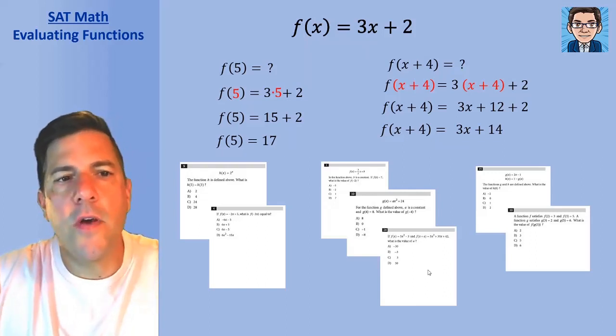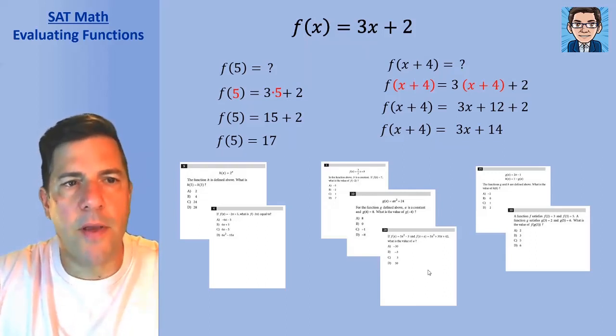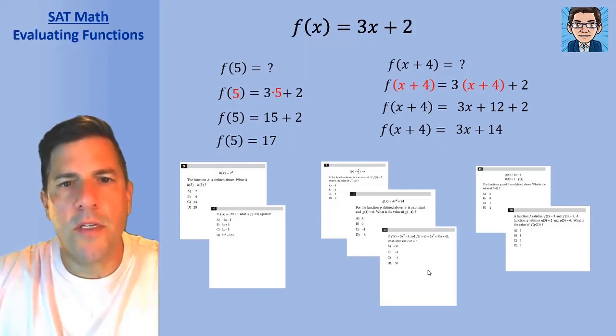Hi! In this video we're going to take a look at the SAT math topic of evaluating functions. So we're going to go over real quickly function notation and a couple examples of evaluating a function, and then I've got 7 problems picked out from the College Board practice SATs that we're going to go over. So let's take a look.